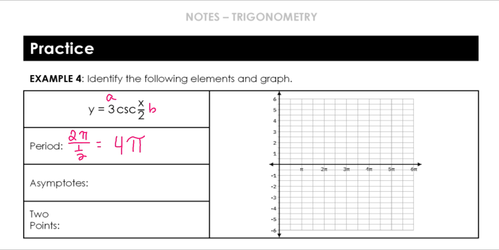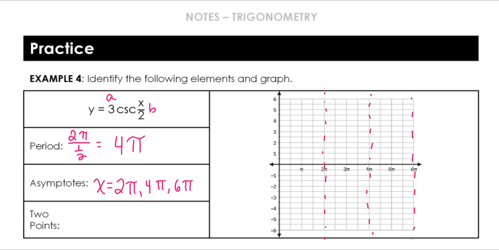Asymptotes on this one. So remember, that's when a, so in our case 3, cosine of b theta, so x over 2, is 0. So if I graph that and figure it out, my asymptotes in this one are going to be at the x values of 2 pi. So right here. And then continuing on with the even multiples of pi. So 1 at 4 pi, and then 1 at 6 pi. So I know that those parabola U shapes are going to be in between those.